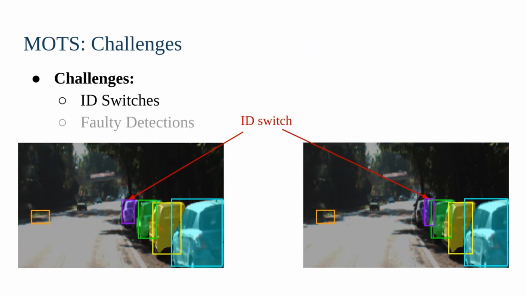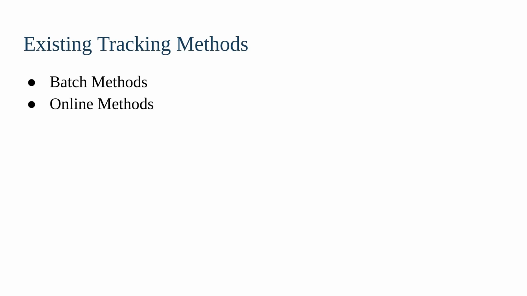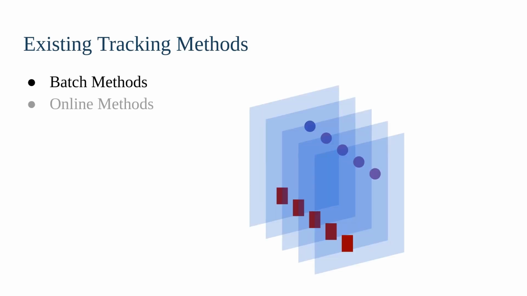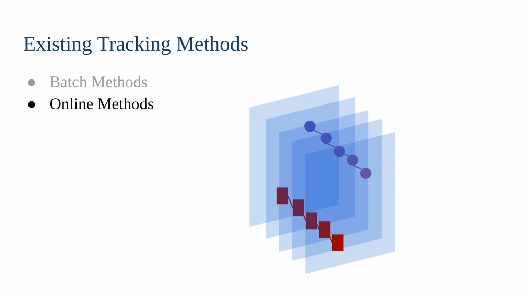Challenges in MOTS involve identity switches due to occlusion and variational viewpoints, etc., or faulty detections including false positives and false negatives. Tracking of objects over the sequence of frames has been addressed using batch and online methods. Batch methods assume that an entire sequence of frames is available, while online methods operate frame by frame.